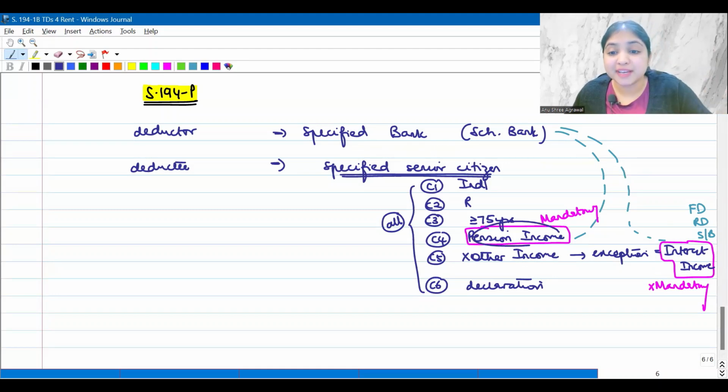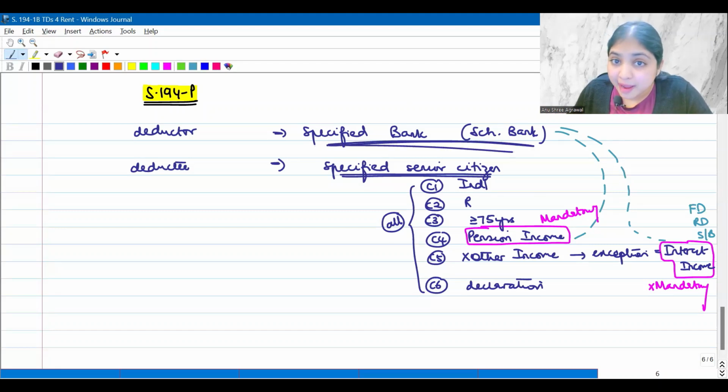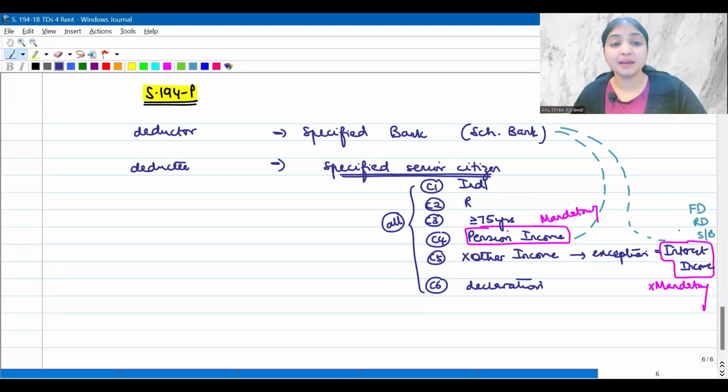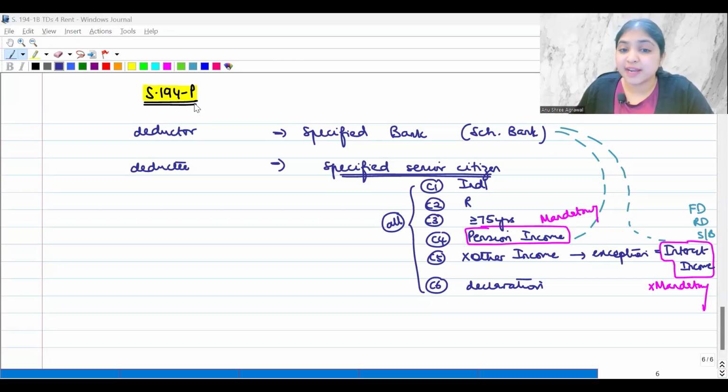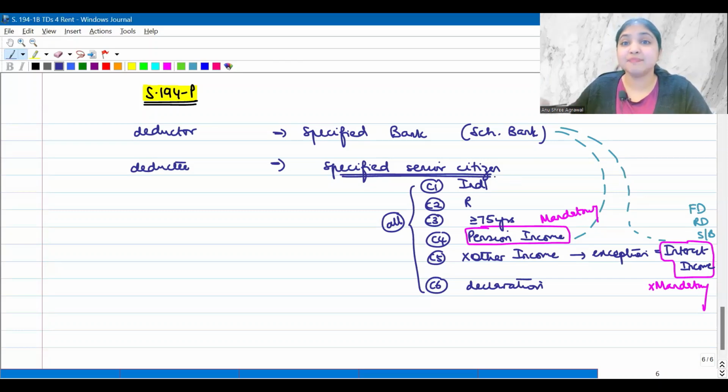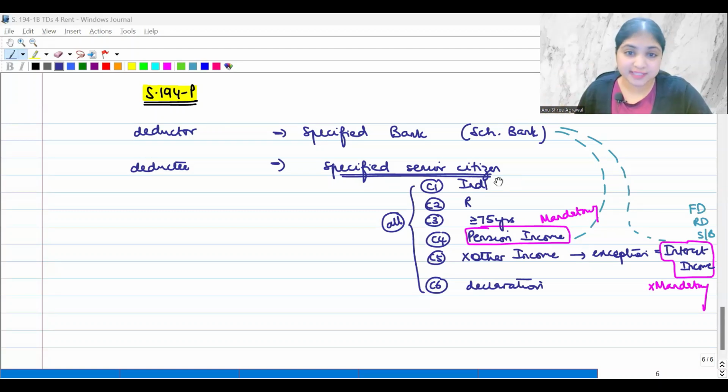For example, if pension income is being credited in my HDFC bank account, but I'm having an FD in ICICI bank and I'm earning interest from ICICI bank, I will not be a specified senior citizen. Because two important conditions are that my pension income is credited in one bank account, and in that same bank only I must be earning interest income also. If I'm earning interest income from some other bank, then section 194P will not apply. So under section 194P, the deductee has to be a specified senior citizen fulfilling 6 conditions.